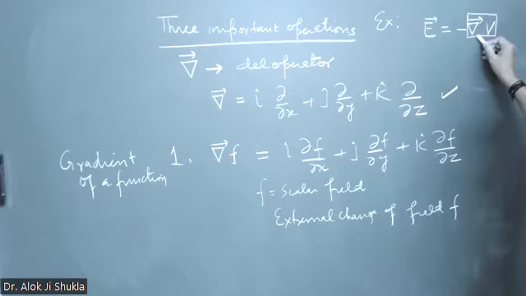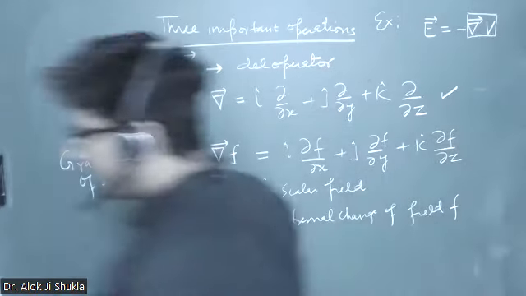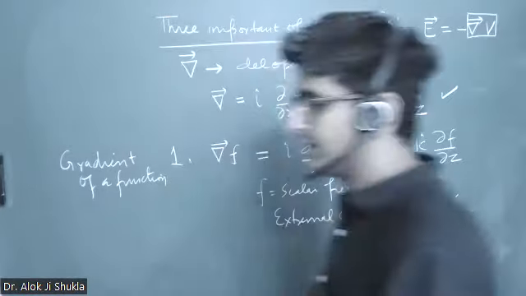This represents the direction in which the potential increases सबसे तेज, extremist. सबसे extreme तरीके से potential जिधर बढ़ रहा है. And because of this minus sign, vector will reverse. So what will be the electric field? Electric field will be the direction in which potential is decreasing steepest.